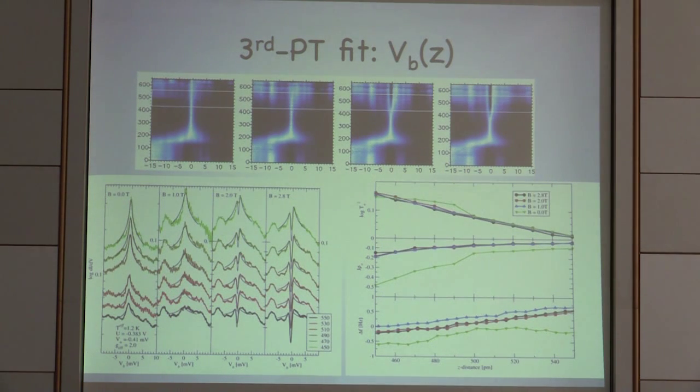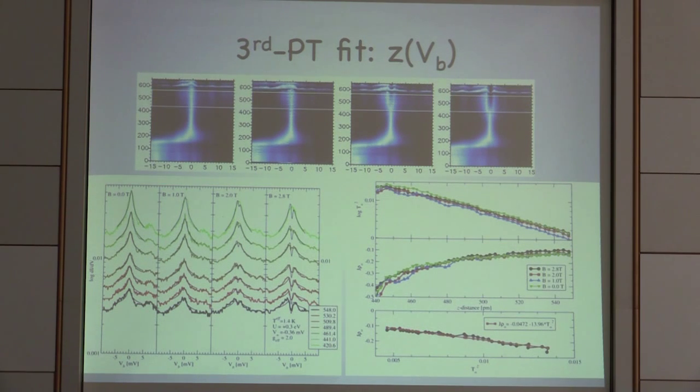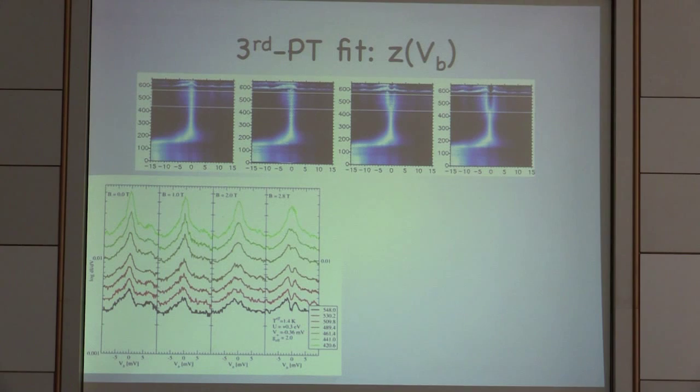J rho negative means ferromagnetic? Yes, antiferromagnetic, yeah, exactly.